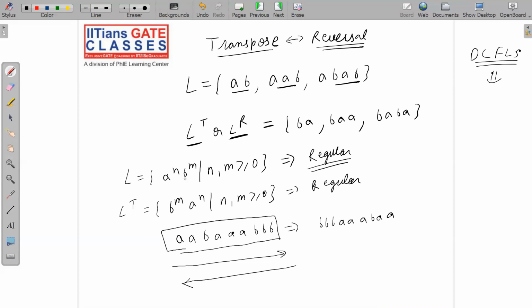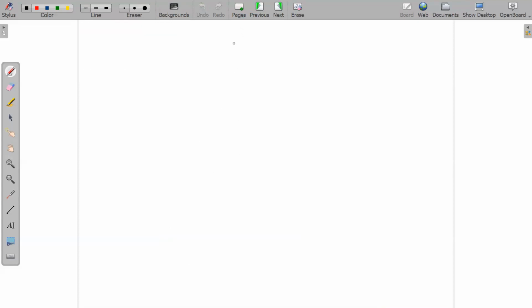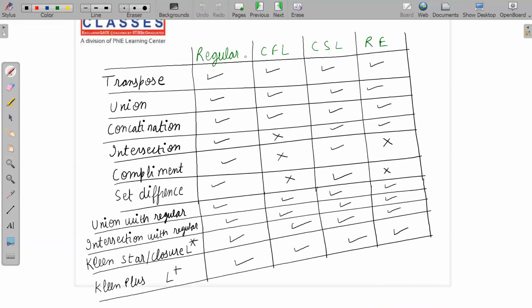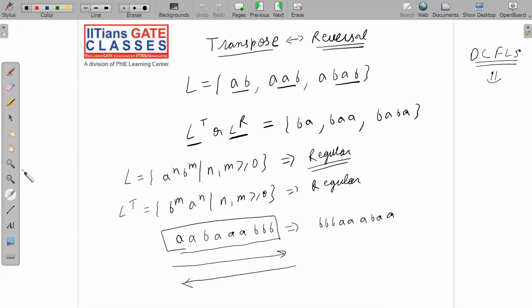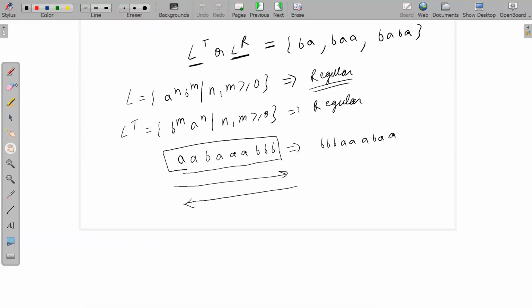So in case of transpose, each and every type of language is closed, of course, except DCFL. I will explain about DCFL in subsequent lectures. So in transpose operation, each and every language is closed. Let me give you some more idea, if you are not able to follow this.